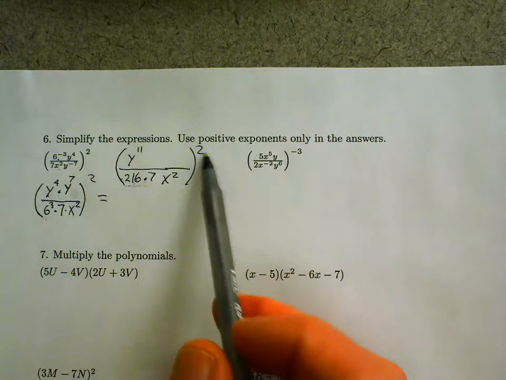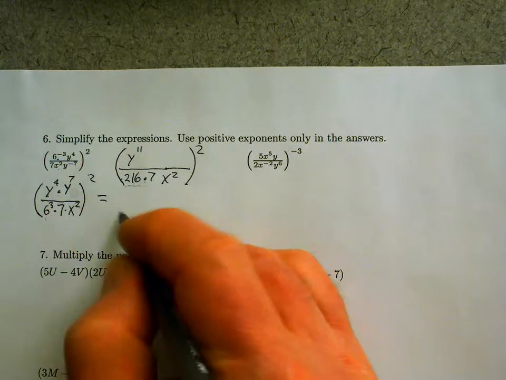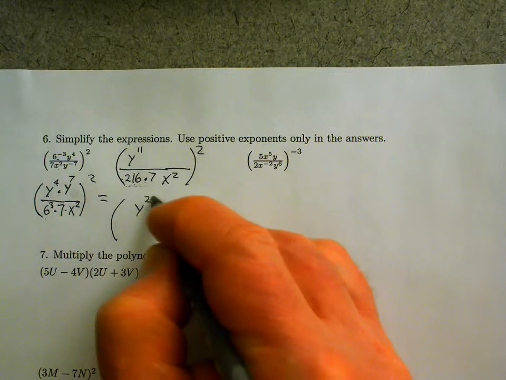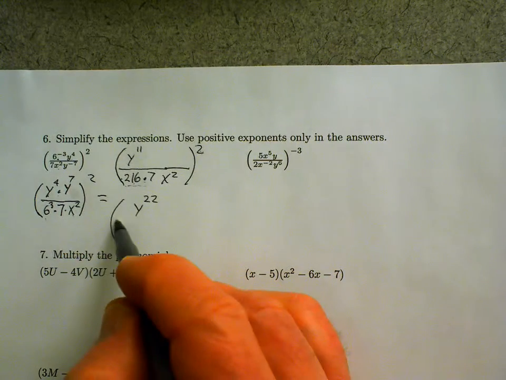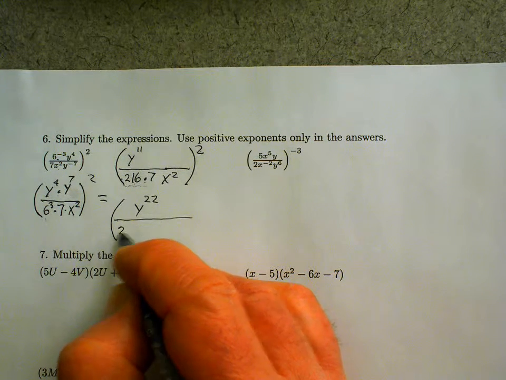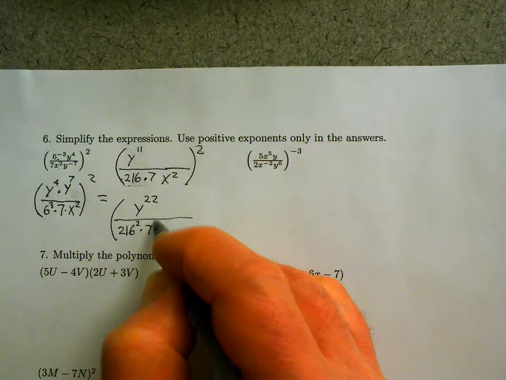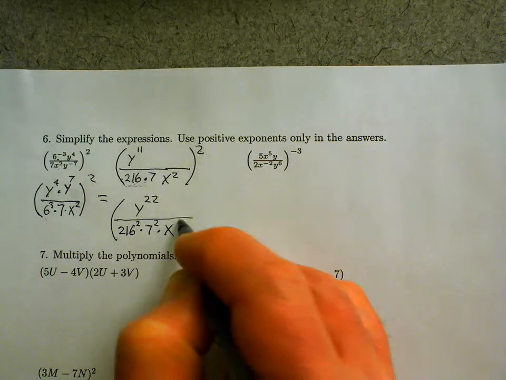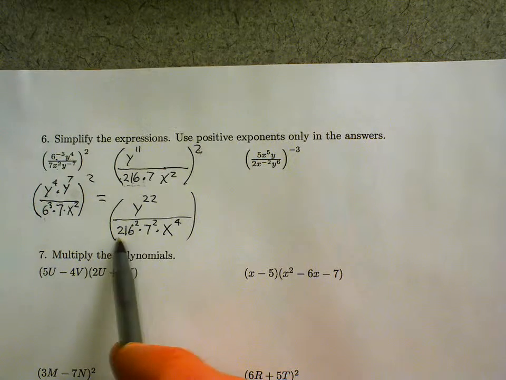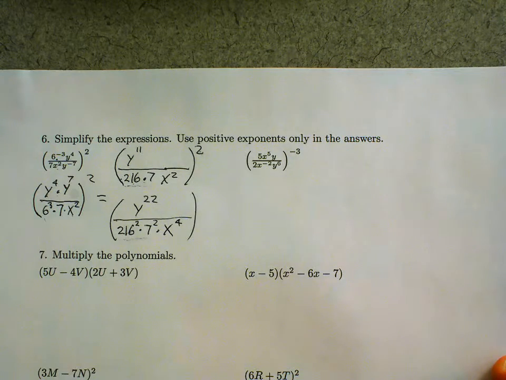The last thing we want to do is apply the outer exponent. So in the numerator, we get y to the 22nd, because we're multiplying the exponents. And in the denominator, you can square 216 and multiply that by 7 squared, and then x to the 4th. But like I said, I'll leave the numerical part here for you to do with a calculator. Okay, the next problem.